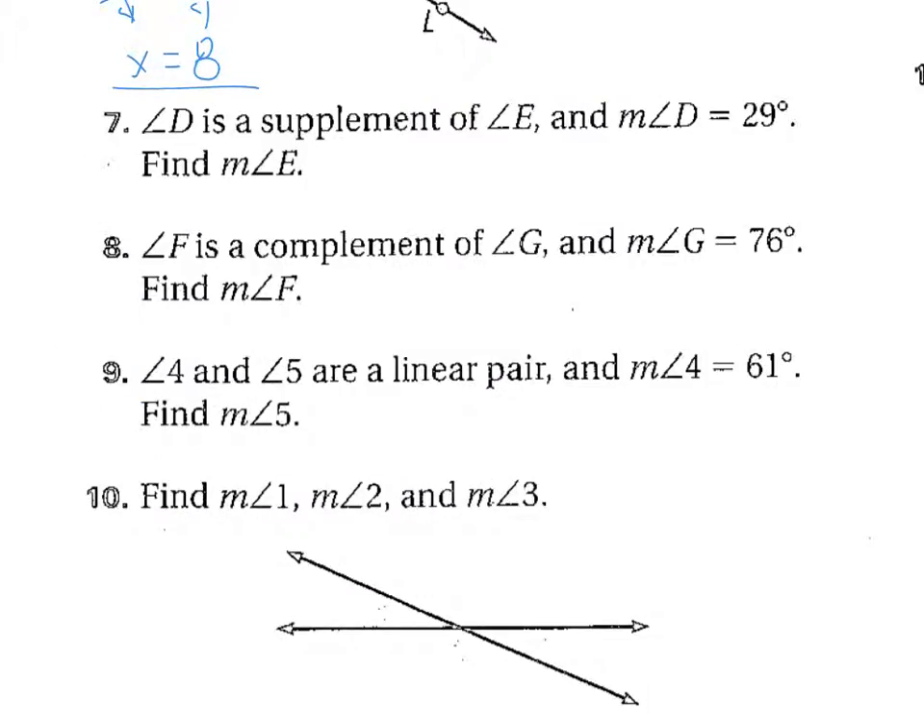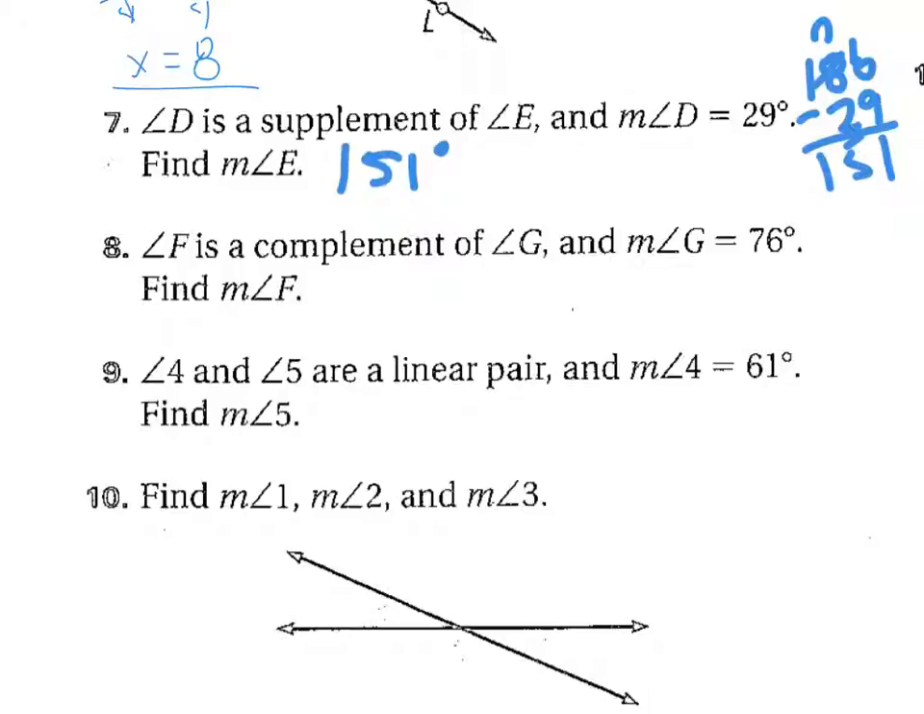All right, this next section is talking about supplementary, complementary, and linear pairs. If it is talking about a supplement right here, that means it's going to have to add up to 180. So basically, I'm going to need to take 180 and subtract 29 to find what the supplementary angle is for E. Okay, so we subtract, that's a 1, that's a 5. So 151 degrees is what angle E has to be.